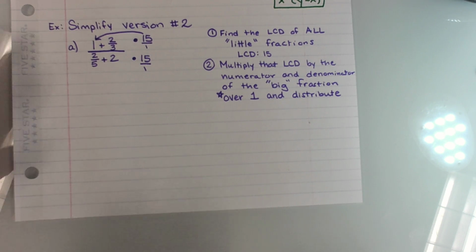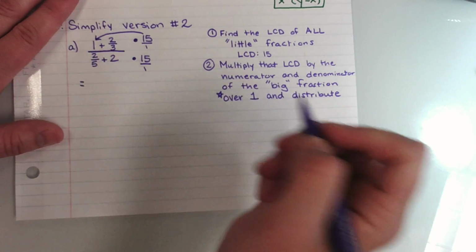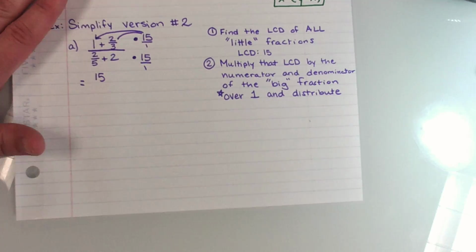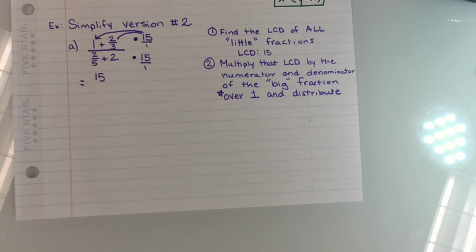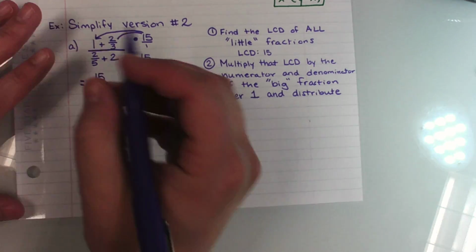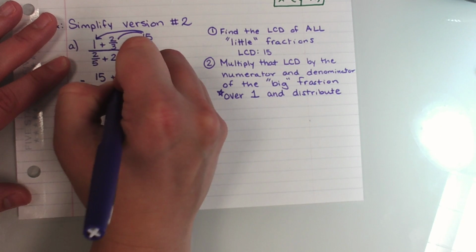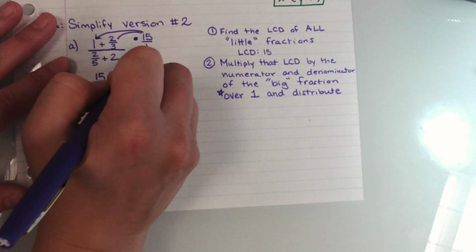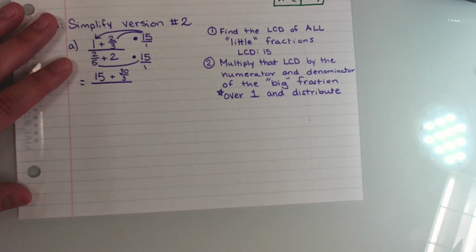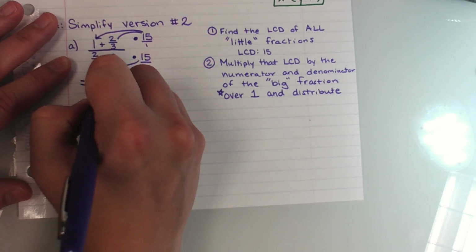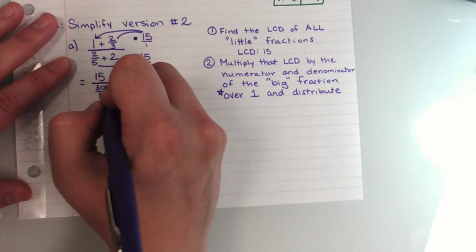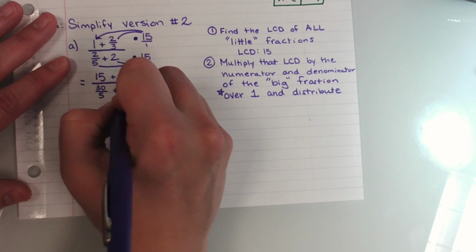15 over 1 times 1, 15. 15 over 1 times 2/3, 30/3. 15 over 1 times 2/5, 30/5. 15 over 1 times 2, 30.